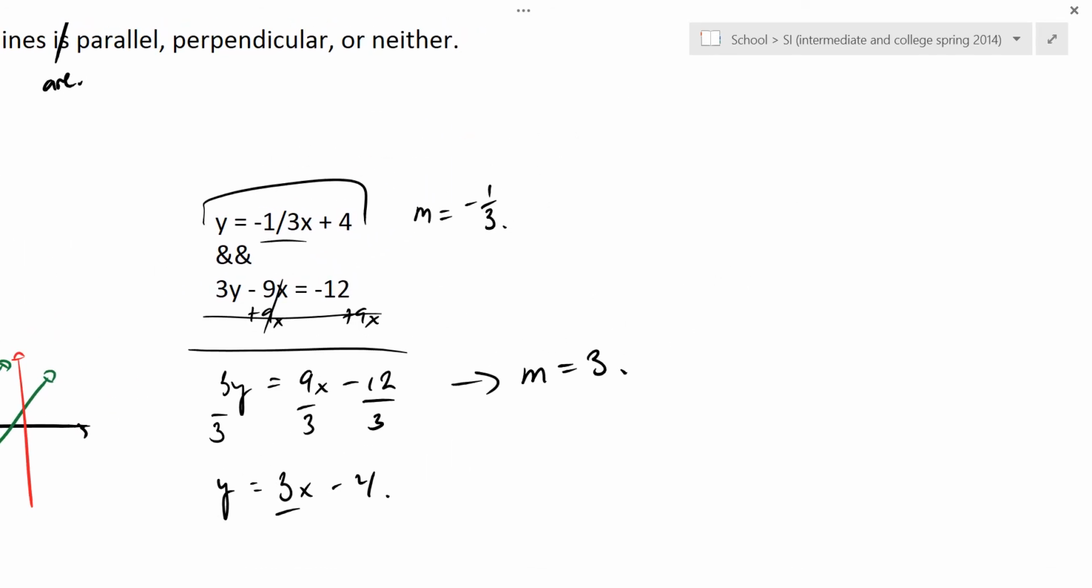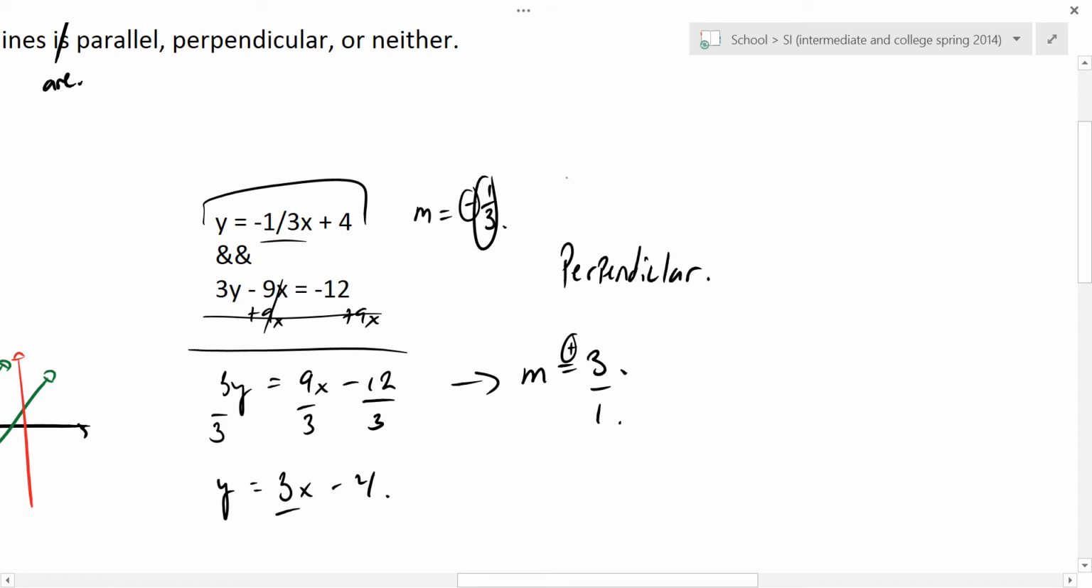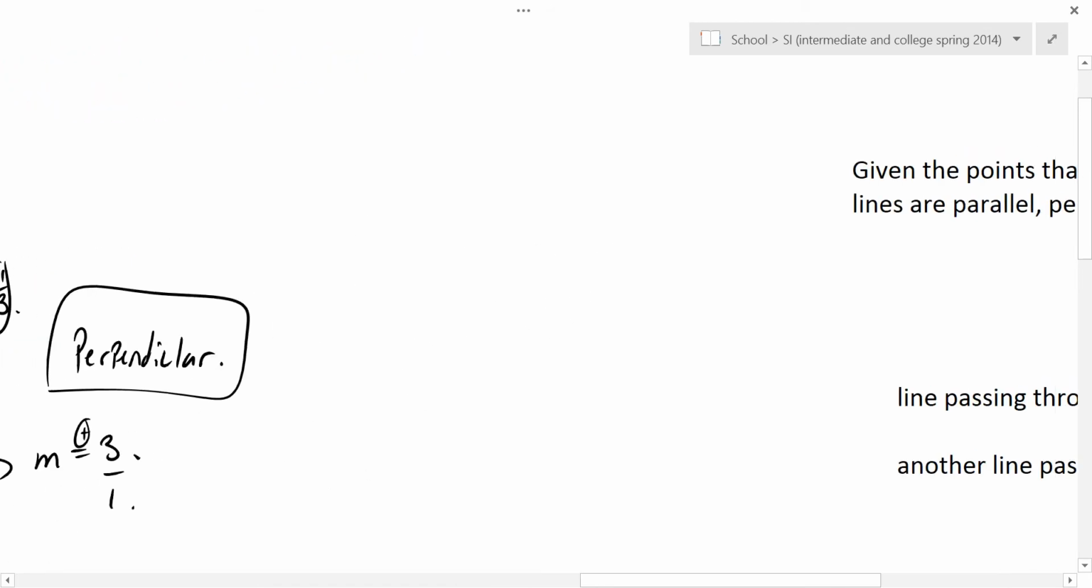So are they parallel, perpendicular, or neither? Well, they're opposite, and they're reciprocals. This is 3 over 1. So they are perpendicular. Perpendicular. And you've got an A on that question on the test.